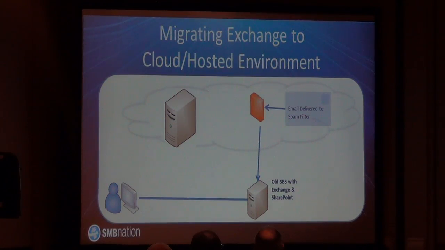So here's just a super quick overview of Exchange. Right now, if your email is delivered to a spam filter and it goes to the old SBS server, you literally set up your service wherever it is in the cloud. You set up with the domain, it's all ready, and all it wants to do is go ahead and start collecting that email. And then you point your spam filter to that, and from that moment on, all of your mail goes to the new server, right?